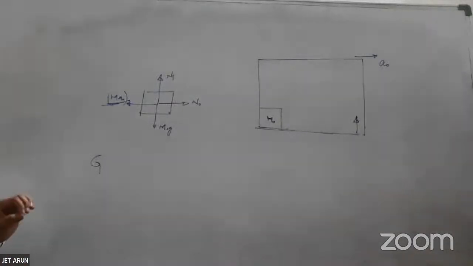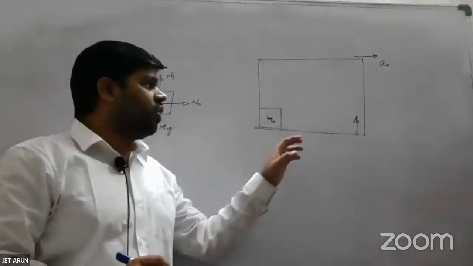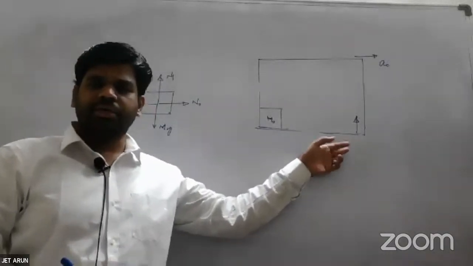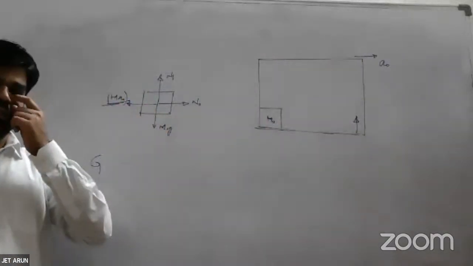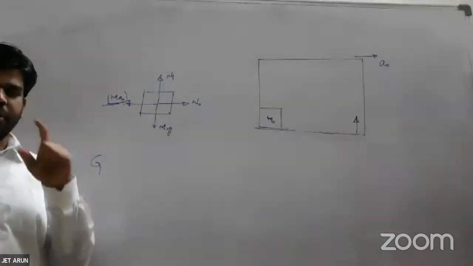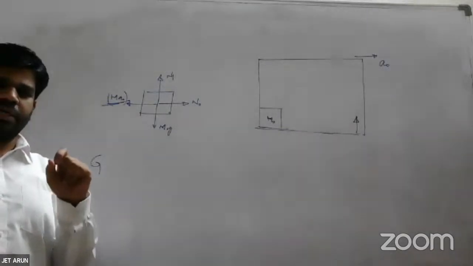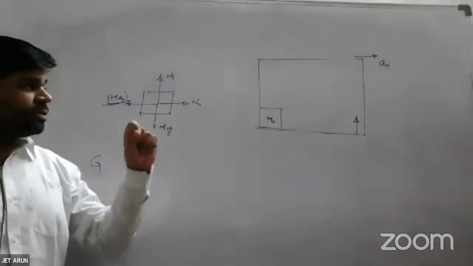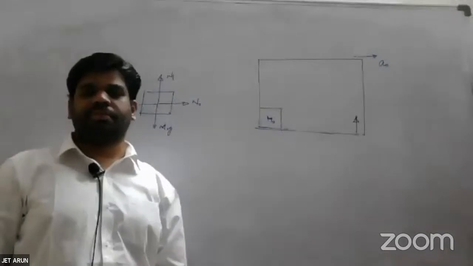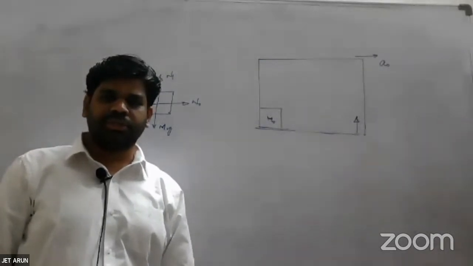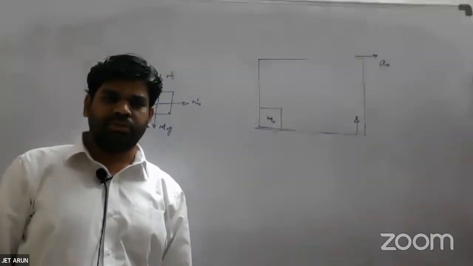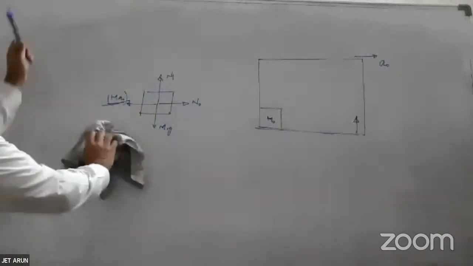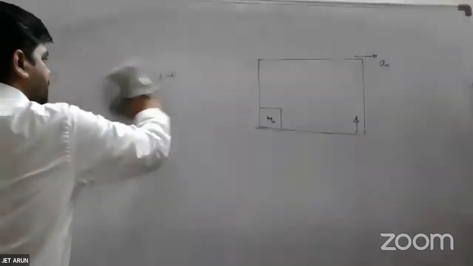So pseudo force always acts in the direction opposite to the direction of acceleration of the reference frame and is equal to mass times acceleration. Is it clear, students? Pseudo force is equal to mass times acceleration and always acts in the direction opposite to the direction of acceleration of the reference frame. Is it clear, students? Yes, sir. All right. Now let us see some situations.